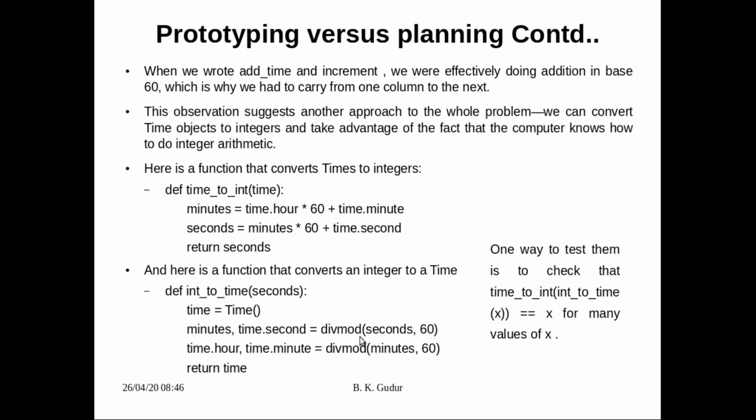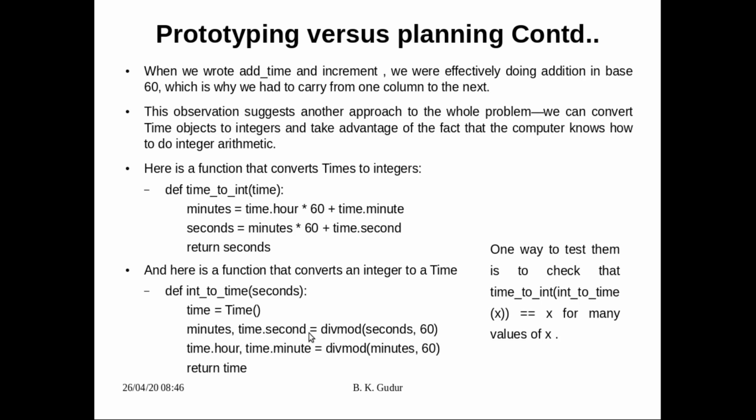divmod is a function which takes two arguments. The first argument will be the dividend and the second argument will be the divisor, and it will return a tuple containing the quotient and the remainder. So from the seconds we will get minutes and the remaining seconds.